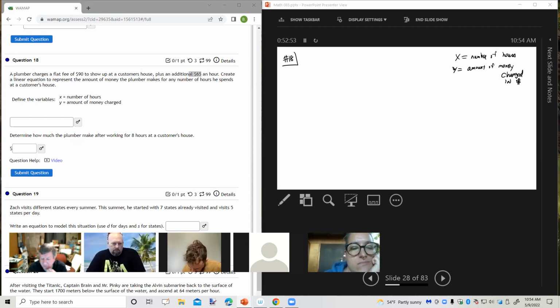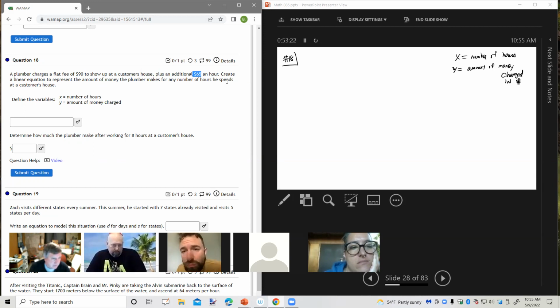I want to talk about something called fixed cost and variable cost. Just for a moment, fixed cost is a one-time charge. Variable cost varies depending on how much of something you do. So in this case, the $90 would be the fixed cost. That's the flat fee, a one-time fee. The $65 is a variable cost. It varies depending on how many hours there are.